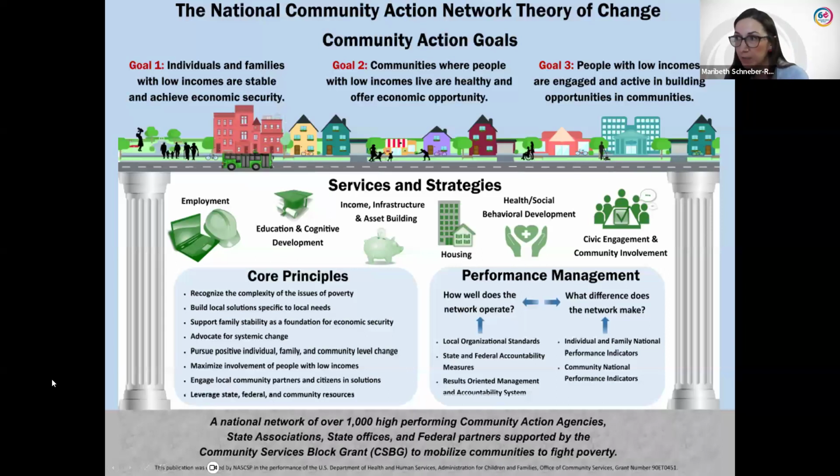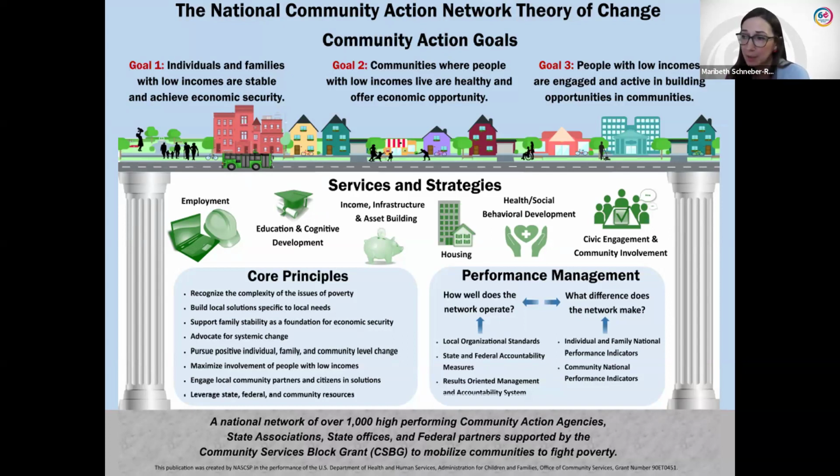And then those core principles guide us in the selection of a suite of services and strategies. And some of those principles show up in that, right? The recognition that poverty is complex shows up in the fact that we have lots of different services and strategies listed here, right? We don't just have one, we have lots of different options, right? Poverty is complex, so our services and strategies need to be complex and broad and meet people where they are.